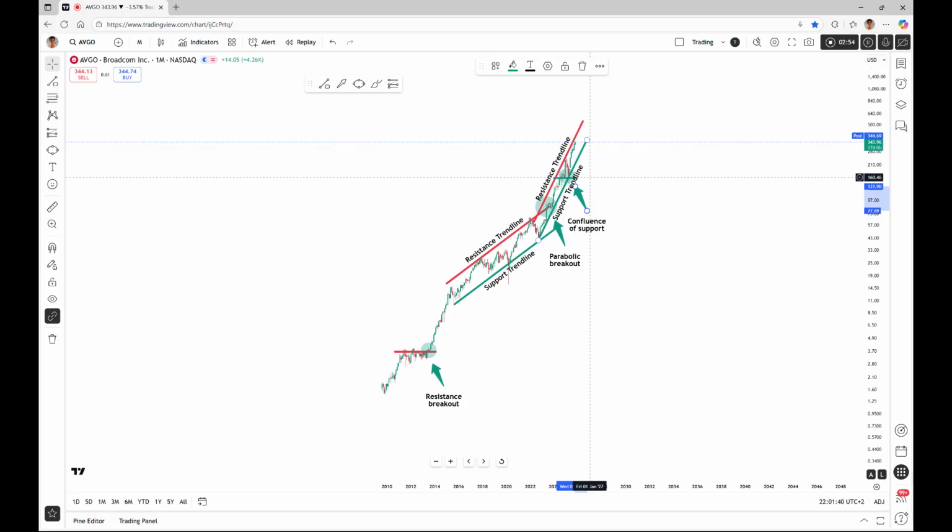That was also the reason for why back then I decided to publish a bunch of analysis on Broadcom explaining all the reasons for which I do expect this substantial move higher. By the way, I will link all of this previous analysis next to this breakdown. And now Broadcom is once again creating new all-time highs.